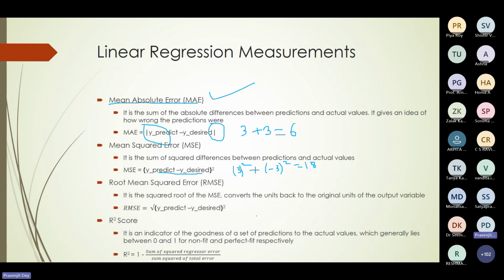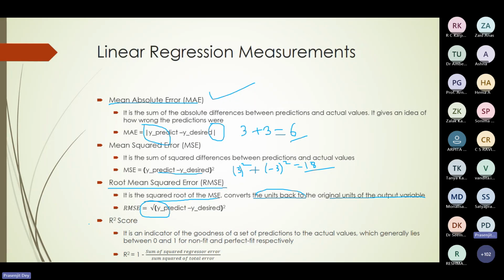Now in the earlier example, what was the problem? It was increasing the magnitude of the error. So the error is actually 6, but it is showing 18, which is not desirable. So many times, root mean squared error is preferred. It is the square root of the MSE, converting the unit back to the original unit of the output variable. So you are just adding a square root before the MSE. So it is root mean square error.